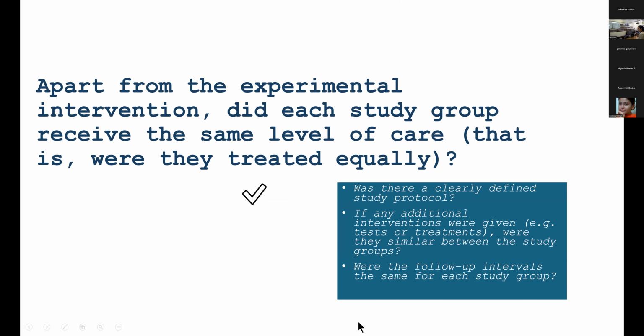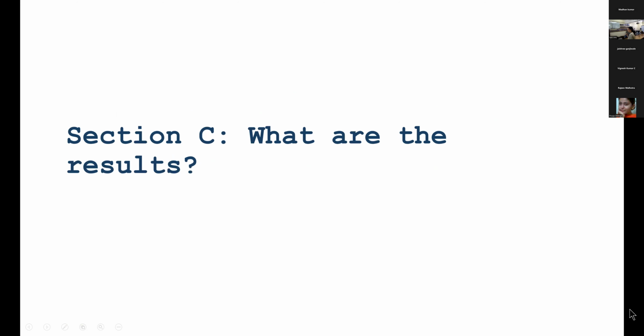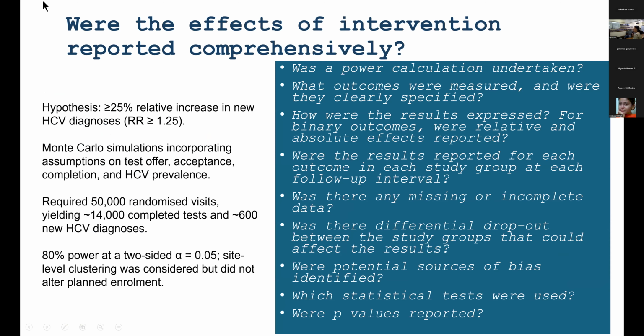So apart from the experimental intervention, did each study group receive the same level of care? They don't explicitly mention it, but I assume so, because it doesn't change anything, it's just a one-time test that they're doing. So what are the results? Were the effects of the intervention reported comprehensively? Was a power calculation done? Yes, they did. Their hypothesis was that a 25% increase in detection of HCV would happen.